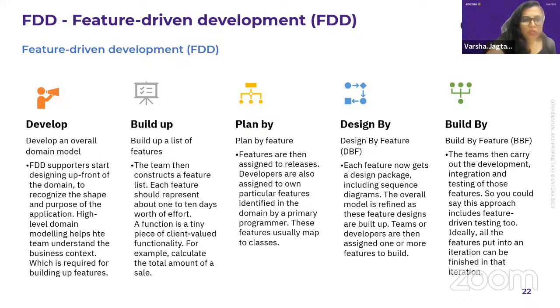Then the third step I move to is plan by feature. Here, features are assigned to releases. Developers are also assigned to particular features identified in the domain by a primary programmer. These features usually map to classes. As I said, it won't be detailed into every methodology. I would have to take a screenshot of a particular domain model, but you can Google it and see how detailed it is.